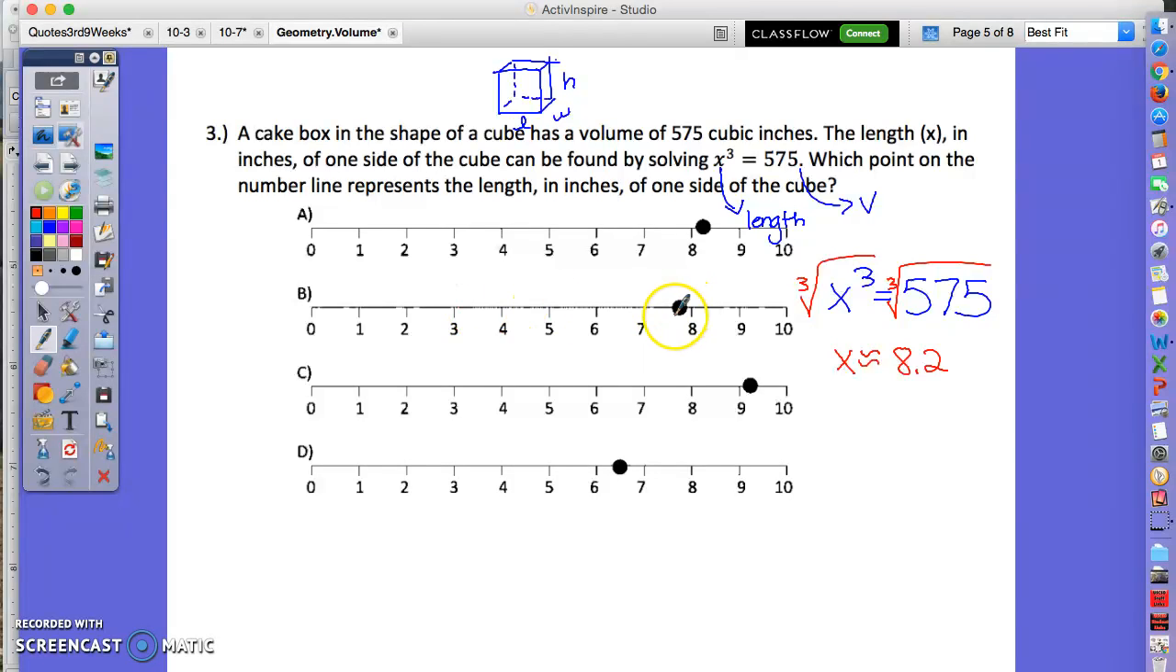So this number right here would be about 7.8-ish. This number right here would be about 9.2. Around. This number here would be about 6.5. So the first one is just a little bit more than 8. It's probably going to be the side length that we're looking for. It's the closest one. So my answer is A.